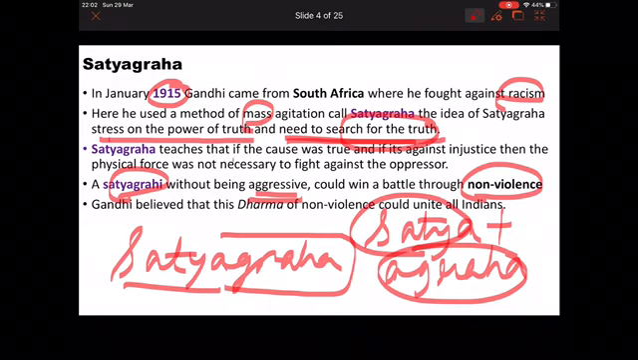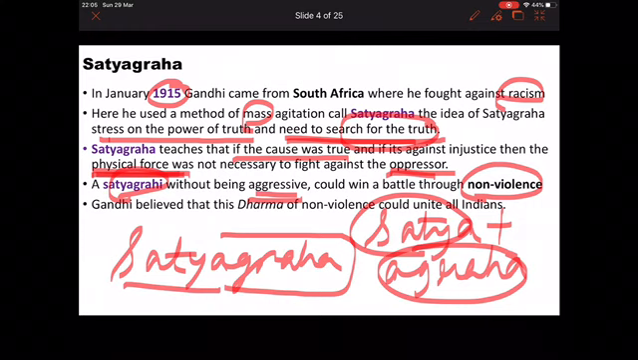Satyagraha teaches that if the cause is true and it is against injustice, then physical force is absolutely not required to fight against the oppressor. So you're basically fighting against the opponent peacefully. You're not using any kind of weapon, or resorting to violence. You are fighting the oppressor peacefully, and you're also accepting the pain and suffering involved in opposing it. The follower of the Satyagraha idea is a Satyagrahi. A Satyagrahi remains peaceful under all provocation. The words Gandhi used: the highest violence can be met by the highest non-violence. Mark this, what Gandhi said.